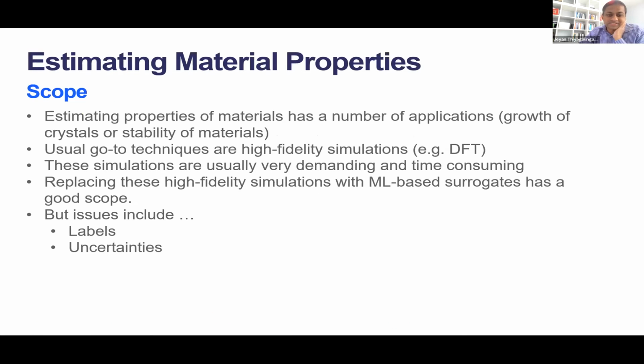So that's one of the life sciences examples, and then of course there are other examples you could think of. The other one is estimating material properties.